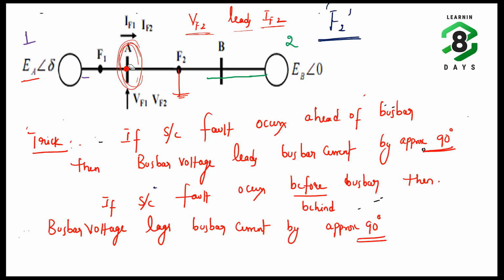So in the first case, if the short circuit fault is occurring at F1, that means it is occurring behind the bus bar. Now this bus bar voltage and this bus bar current, the relationship will be like this. Why? Because the designated current direction and actual current direction are 180 degrees out of phase. So in this case, the bus bar voltage lags the bus bar current by 90 degrees.